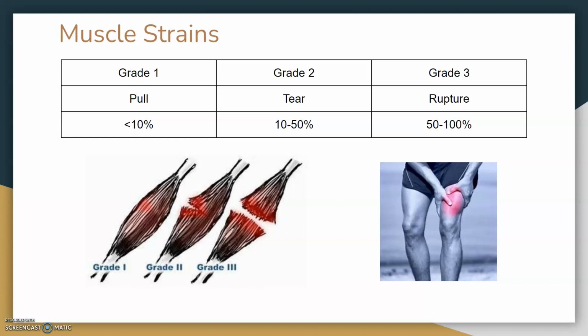Moving on to the third and final type of muscle strain. A rupture is where 50 to 100% of the muscle fibres are affected. This can be very painful and will be very noticeable as the injured area will appear bruised and red.